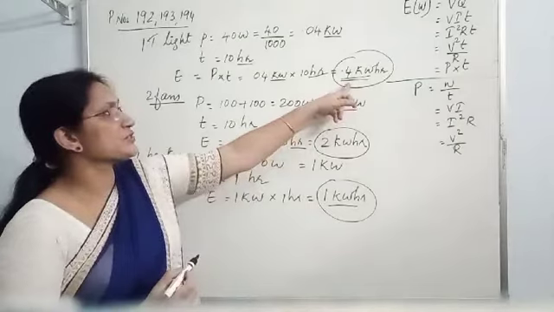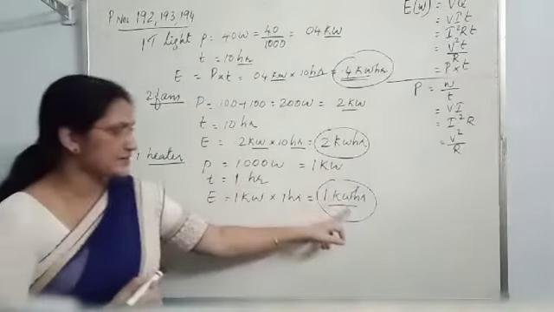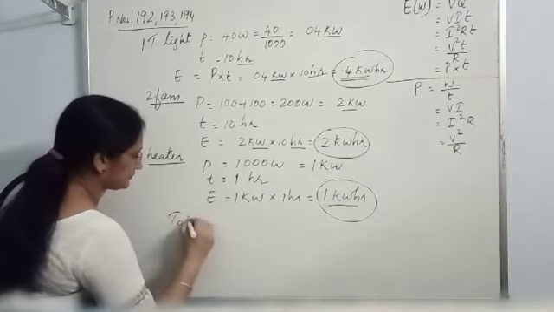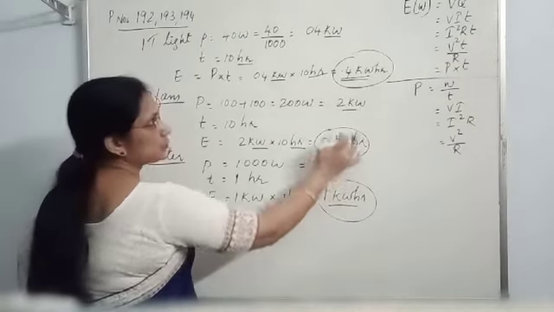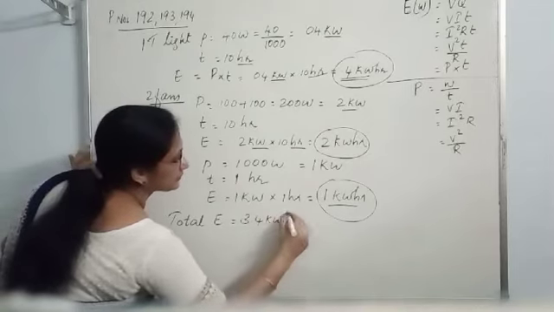This is the energy consumed by the tube light. This is the energy consumed by 2 fans. This is the energy consumption by the heater. So for the total energy, you have to add it: 1 plus 2 plus 0.4. That is 3.4 kilowatt hour.